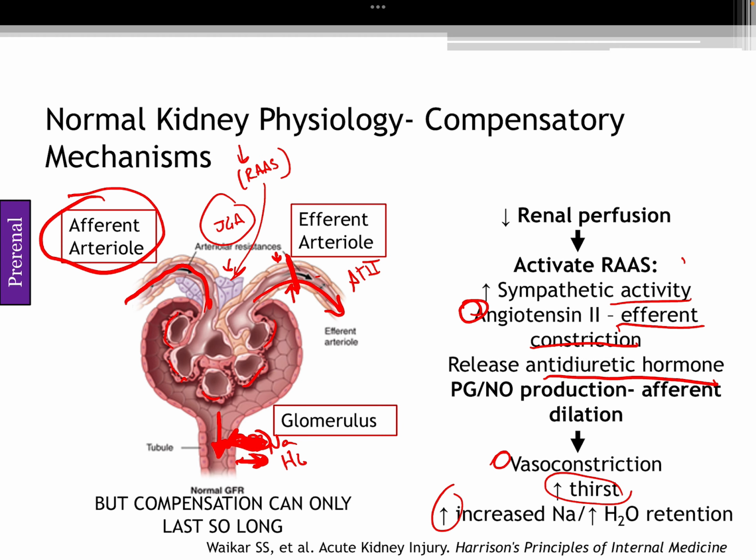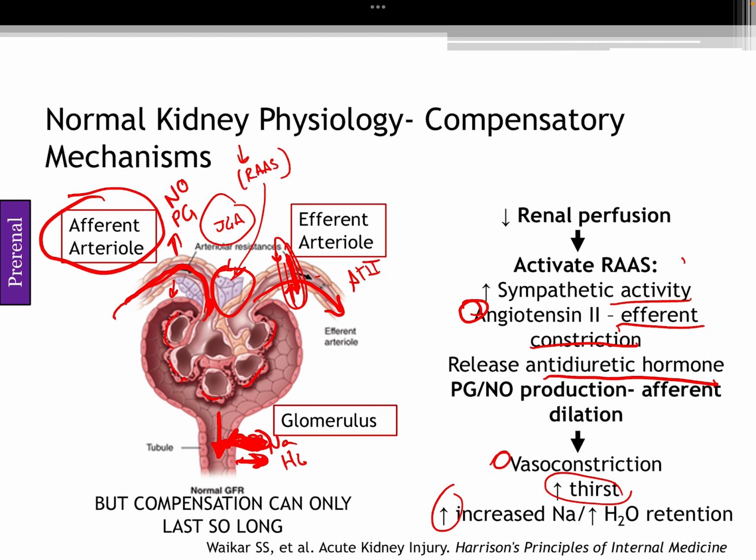At the same time, this JGA complex also releases nitric oxide and prostaglandins. And if we remember inflammatory responses and also nitric oxide, they both cause vasodilation. And it's going to cause vasodilation right here at the afferent arteriole. This allows more blood to enter the system while you're tamping down on this efferent arteriole.